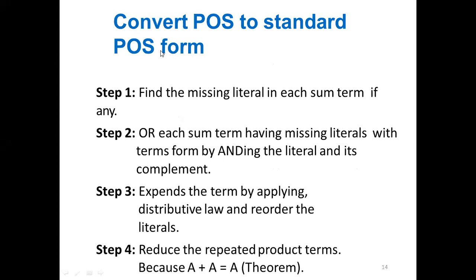Now, just as we have for SOP, we have the same for POS. Convert the POS to the standard POS form. In the same way, we find the missing literals in each sum term, if any. In the second step, each sum term having missing literals is completed with a term formed by adding the literal and its complement. Then step number 3 is the same: expand the term by applying the distributive law and reorder the literals. Then step number 4 is the same as the SOP form.